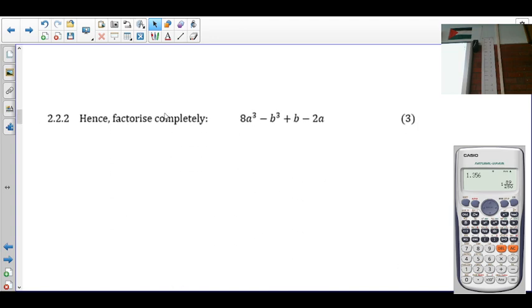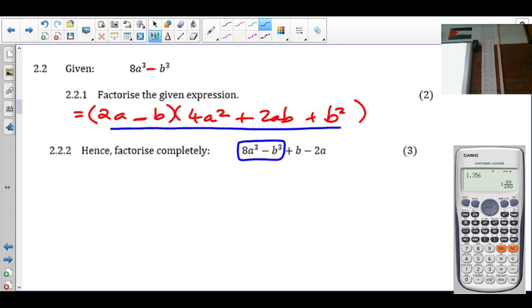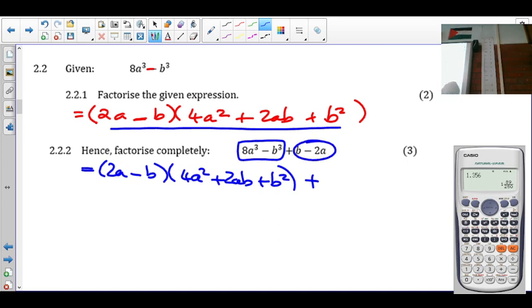Then it says hence factorize completely. So what does it mean when it says hence? It means to say I must use my previous calculation. So if we look at this here, this part was already factorized into this here. Can you see that, people? So that is now going to give us 2a minus b, 4a squared plus 2ab plus b squared. What am I left with? Plus b minus 2a. Can you see that, people?